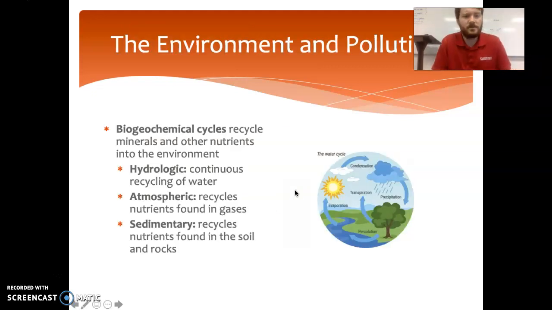Biogeochemical cycles. Three types: hydrological, that's a water cycle. Evaporation, condensation, precipitation. Learned that in elementary school. Atmospheric recycles nutrients found in gases. So there's like a nitrogen cycle, there's carbon cycles, etc. And sedimentary recycles nutrients found in the soil and in rocks.